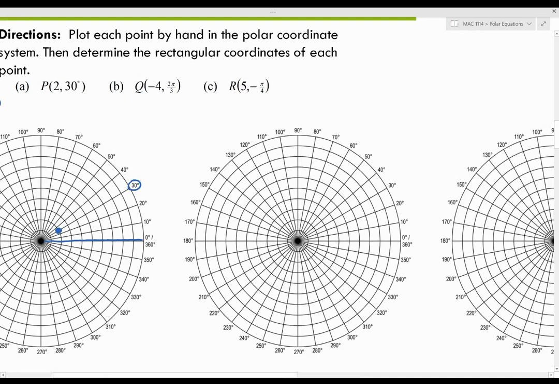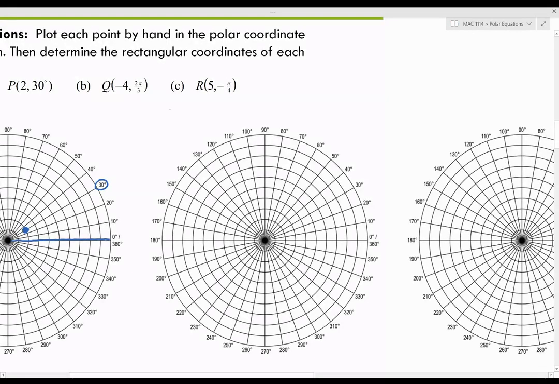All right, for the second one, my point is -4, 2 pi over 3. Now my polar paper is in degrees. They do have polar paper that's in radians. I just happened to pull some that was in degrees. So I need to convert 2 pi over 3 to degrees. And we know that 2 pi over 3 is equivalent to 120 degrees.